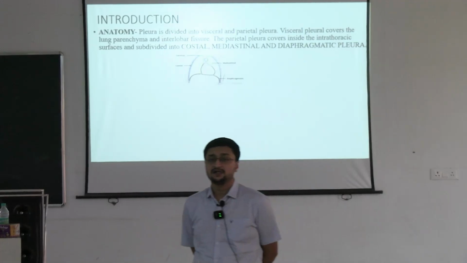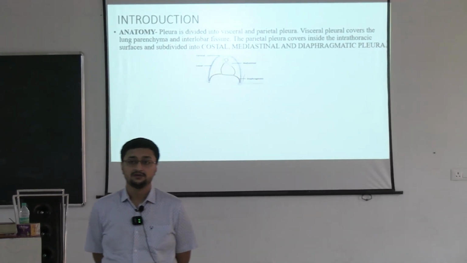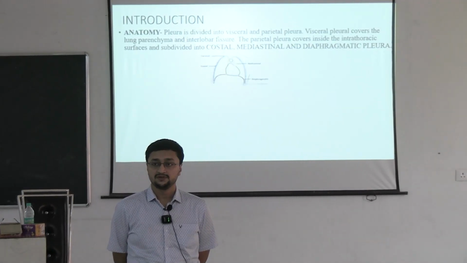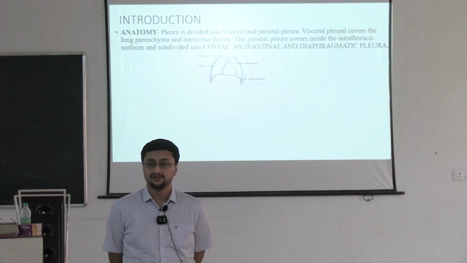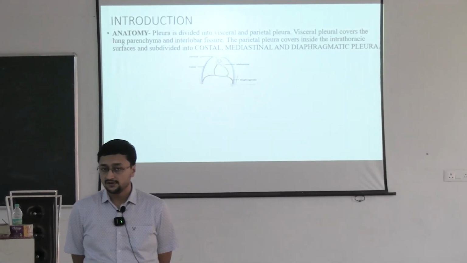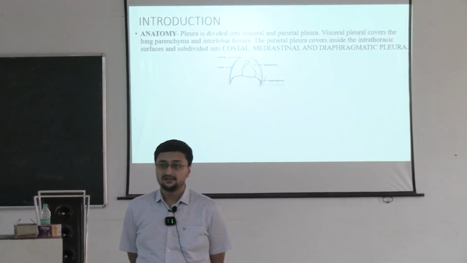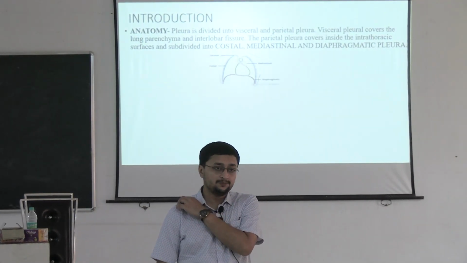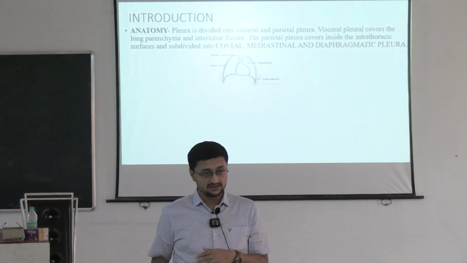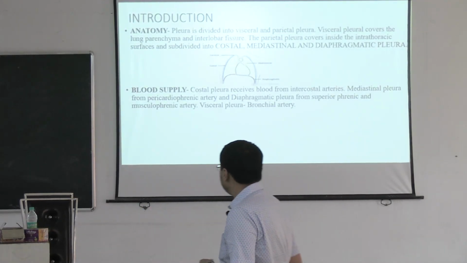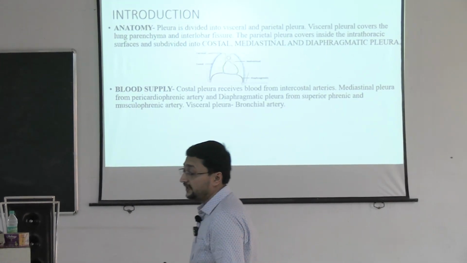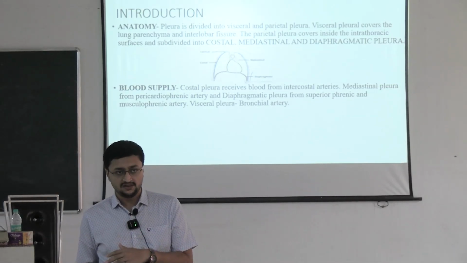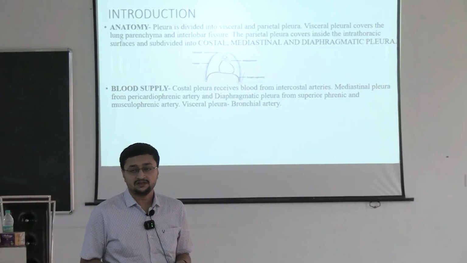So what is the blood supply of the pleura? Any idea from your anatomy knowledge? What is the principal blood supply? The visceral pleura receives blood from the bronchial artery, systemic circulation. But the parietal pleura, the costal pleura, receives it from the intercostal artery, the mediastinal pleura from the pericardiophrenic artery and the diaphragmatic pleura from the phrenic artery. So this is the blood supply of the pleura.